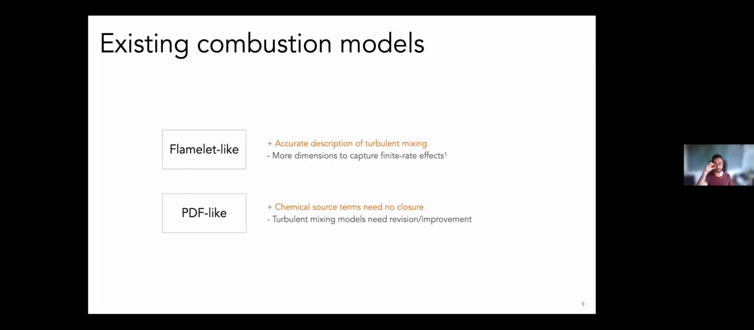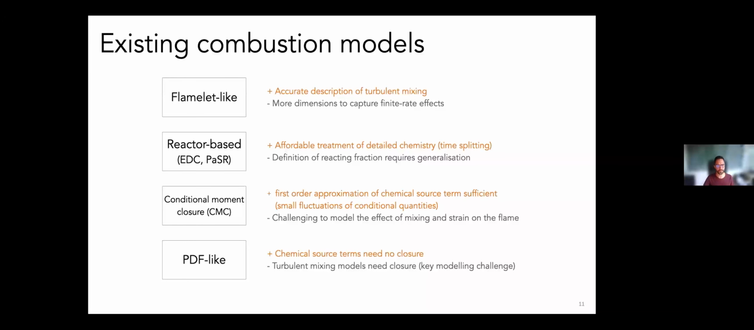So here, just to summarize what I was saying. Flamelet-like approaches describe mixing very well. It can be challenging with these models to capture finite rate effects, or in a way, it can be challenging to define more dimensions to capture these effects. In PDF-like approaches, the chemical source term needs no closure. However, the turbulent mixing needs a closure, and this is where there is more uncertainty associated with these models. Now, what we are interested in in this talk is these reactor-based models, which provide an affordable treatment of detailed chemistry. We will see how this is done. But of course, they also suffer from some drawbacks and uncertainties, which are mostly associated with the sub-models that describe the amount of the cell that is reacting and the characteristic scale associated with this process.